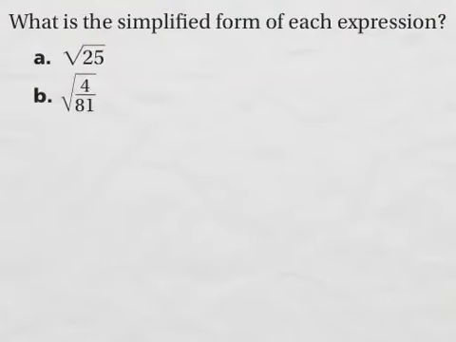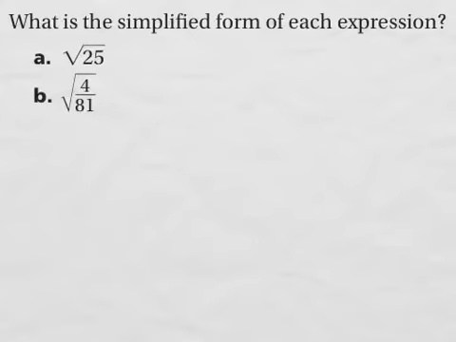What is the simplified form of each expression? This is asking us, A, to find the square root of 25. Well, what number times itself equals 25? If you have that list that I just spoke of, you can see very quickly what the square root of 25 is, or what number times itself equals 25.